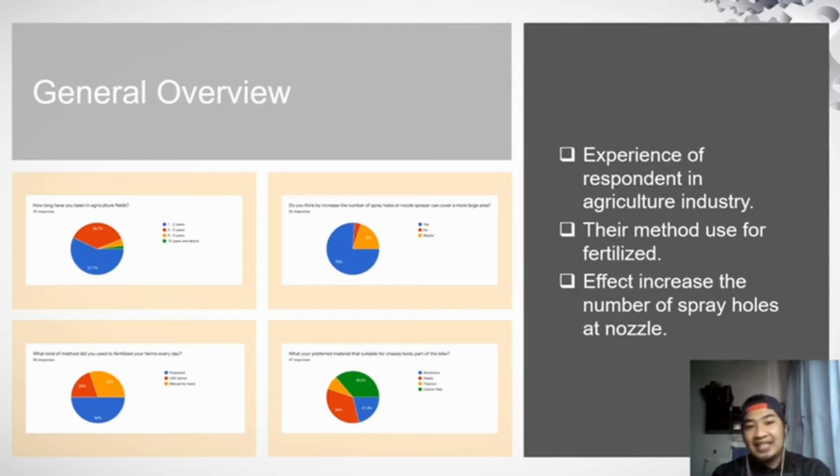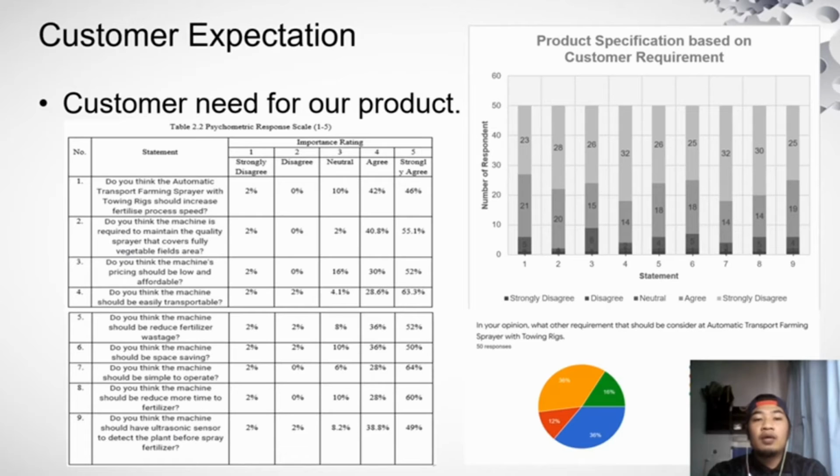We can see that almost 50% of respondents use a knapsack sprayer for the fertilizer process, which is a slow method and needs more workers for a big field. Okay, lastly, we also want to know the customer expectations of our product, such as the fertilizer process speed of our machine. The machine should reduce wastage and also be simple to operate.